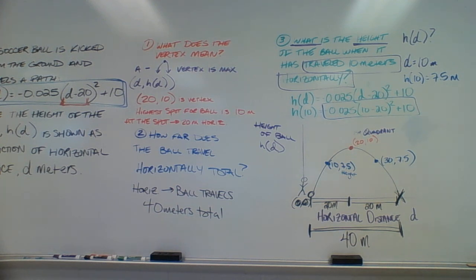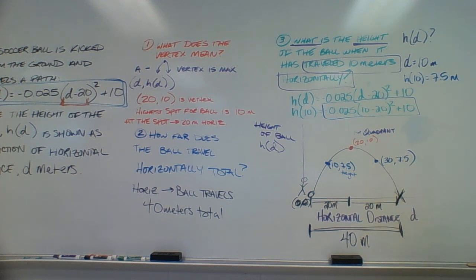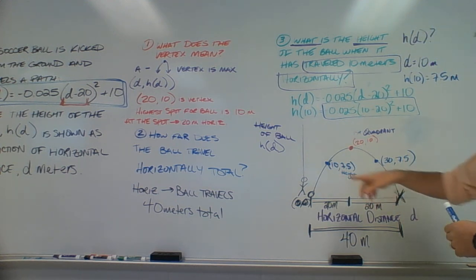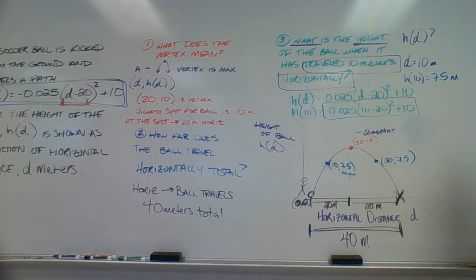So again, just to sum up here, the ball is kicked. We're at 0, 0 when it comes to traveling. The vertex we figured out early on was 20, 10. A horizontal distance of 20 meters, a height of 10, so the highest location for this ball is at 10 meters. Did some calculations to figure out at 10 meters horizontally, the height would be 7.5 meters. The same could be said about when the horizontal distance is 30 meters as well, because of the different things that we know about parabolas.